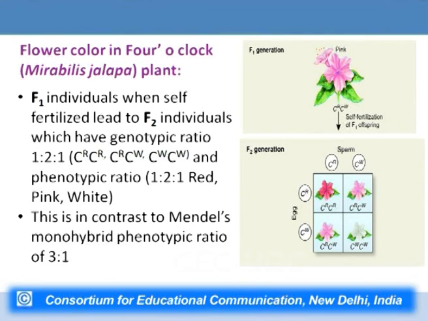These F1 individuals, when self-fertilized, lead to F2 individuals which have a genotypic ratio of 1:2:1, which is the normal Mendelian genotypic ratio. In this particular case, CR CR, CR CW and CW CW are the genotypes, whereas the phenotypic ratio is 1:2:1 for red colored flowers, pink colored flowers and white colored flowers, whereas in a normal Mendelian cross it should be a 3:1 phenotypic ratio. So, this is in contrast to Mendel's monohybrid phenotypic ratio of 3:1.